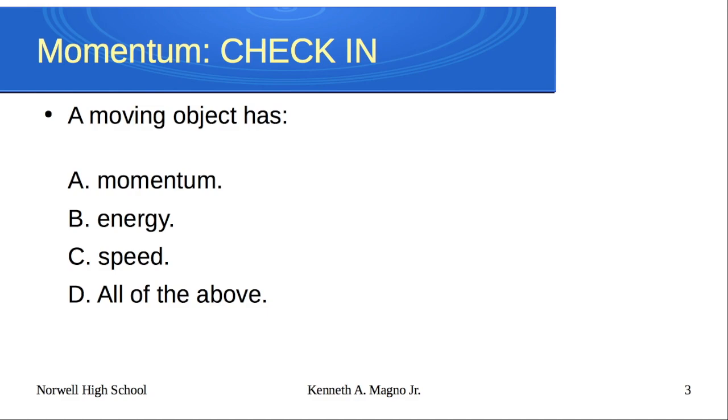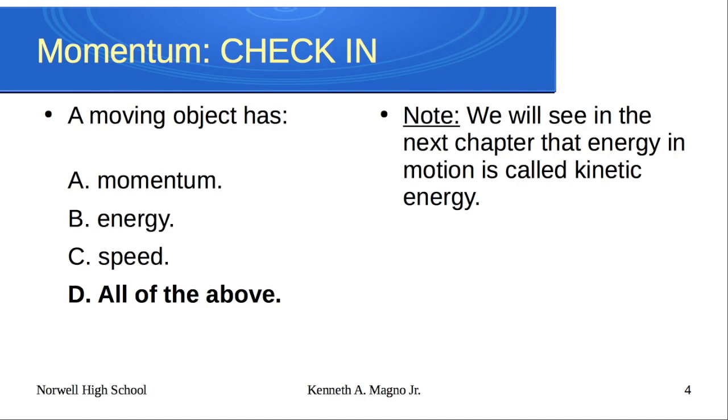So a moving object, does it have momentum, does it have energy, does it have speed, or does it have all of these? The correct answer is all of these. All right, so up until now, we've really only talked about speed or velocity, and now we're introducing momentum, but we're going to get into energy in the next chapter. And actually, energy is important to understand certain types of collisions later in this chapter, but just as the idea of what is energy, not so much how do we solve with energy.